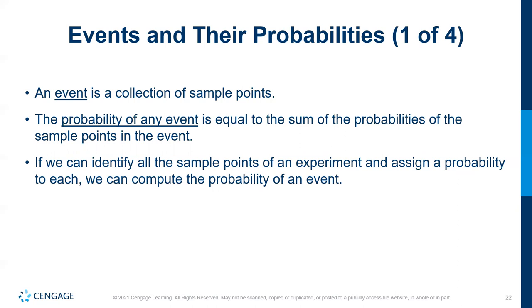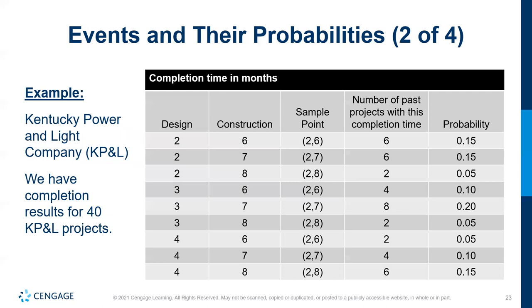All right. So if we can identify all the sample points in the experiment and assign probability to each, then we can compute the probability of an event. So again, let's just take a look at an example rather than try to look at their jargon. We have Kentucky Power and Light Company, and they have completion results for 40 different projects. So now instead of just saying it could be 2 months and 6 months or 2 months and 7 months, now they're looking at data saying, okay, the last 40 times we did these types of projects, what was the completion time?